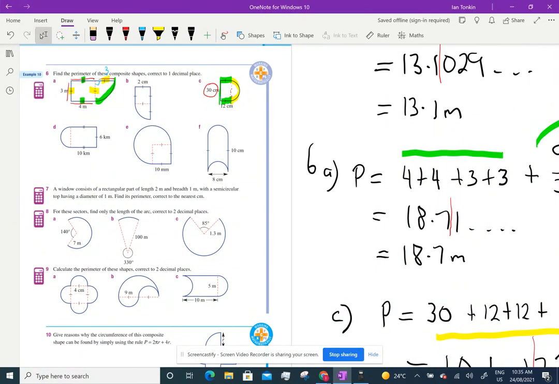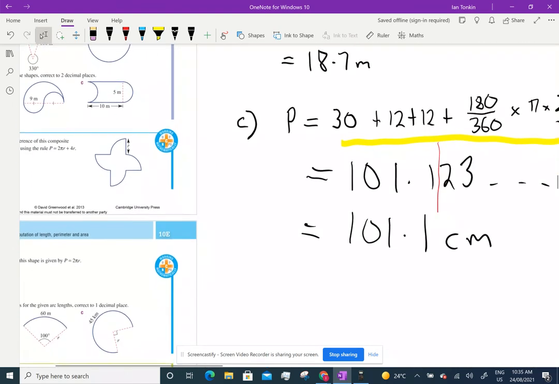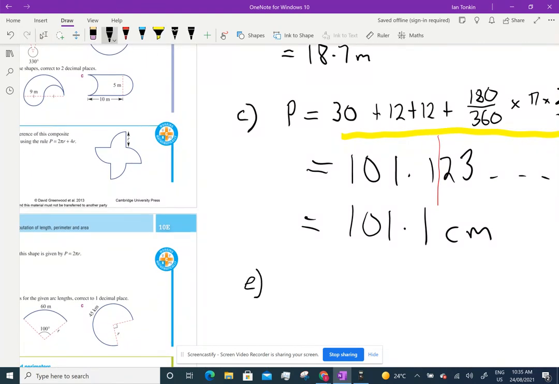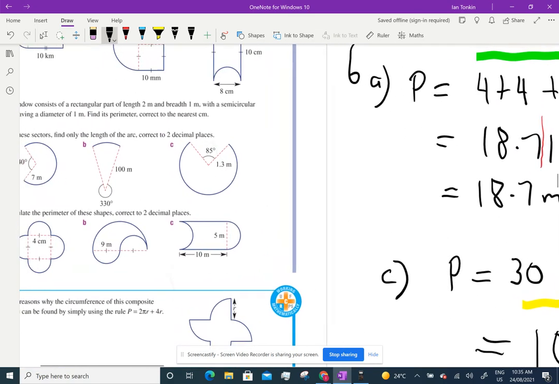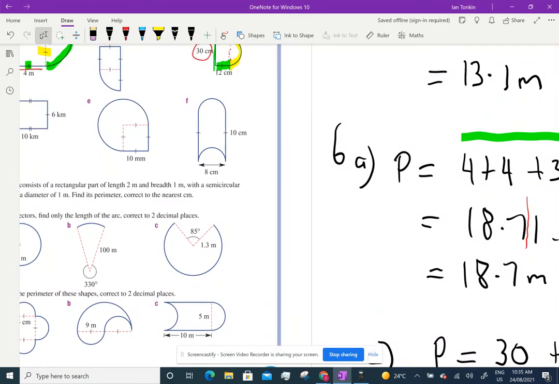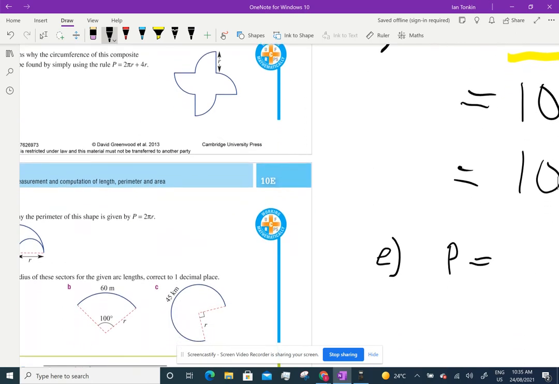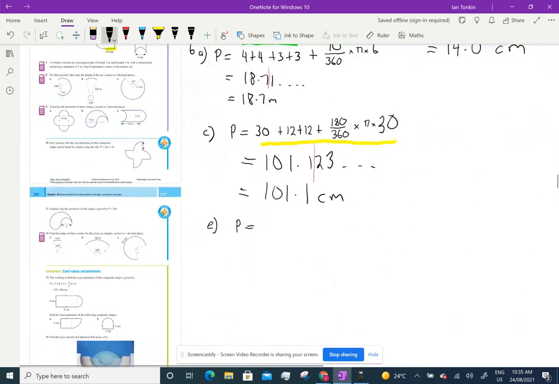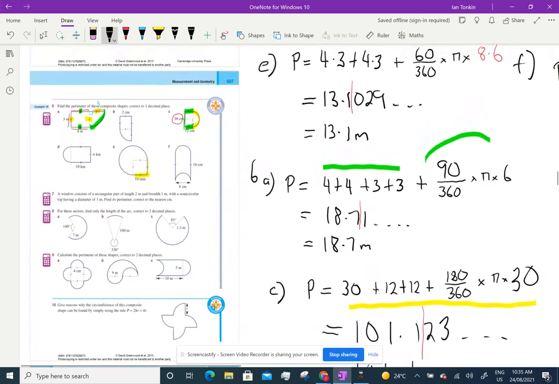D is very similar. So I'm going to finish with E and F. You have a go at them on your own. Okay, perimeter. Remember, get all the straight bits. So where are my straight bits? There are only 2 straight bits. Here they are, there and there. So 10 plus 10. Now, how much of a circle have I got?